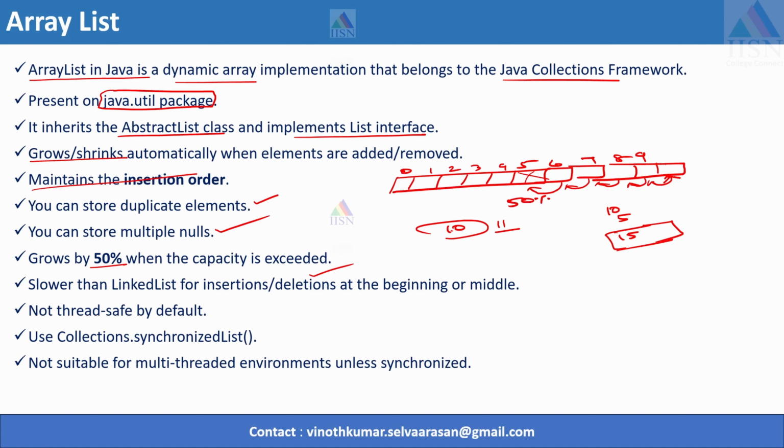Here it is not thread safe. If you want to make the ArrayList thread safe, you need to go with Collections.synchronizedList, because it is not suitable for a multi-thread environment until we use a synchronized one like this. So hopefully you understand what ArrayList is.